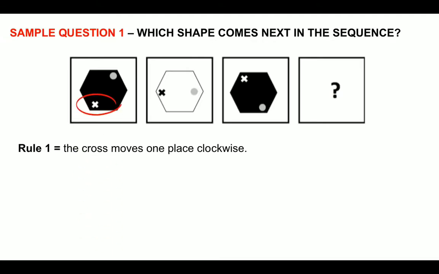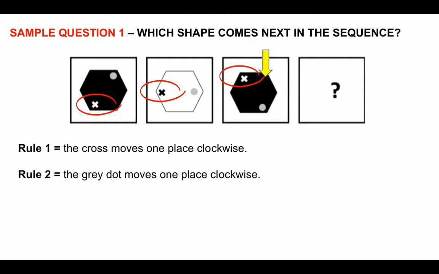So that's the cross there. Now on the next shape, it moves one place clockwise, which is obviously to the right, as the way a clock would go, and it moves there. And it also alternates from white to black to white as it moves round. So we are looking for, in the question mark one, the next shape for the cross to be there.